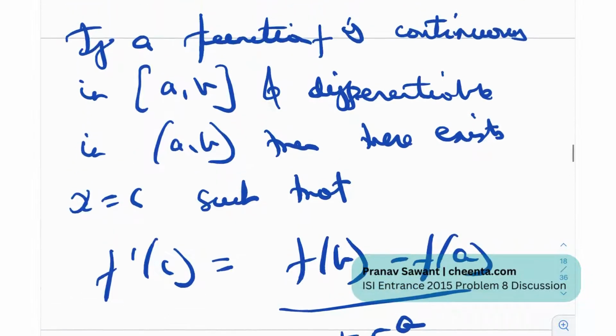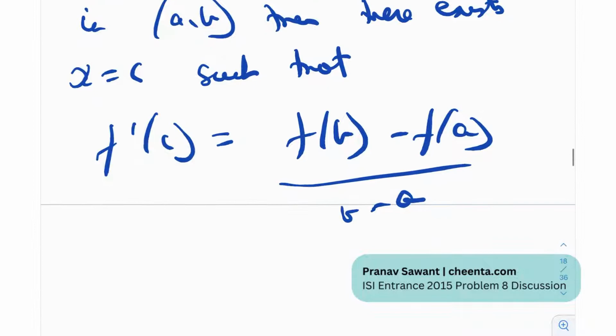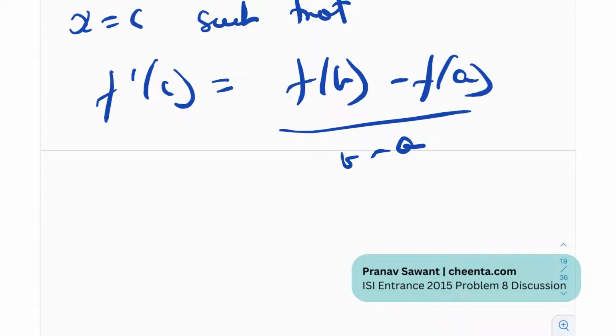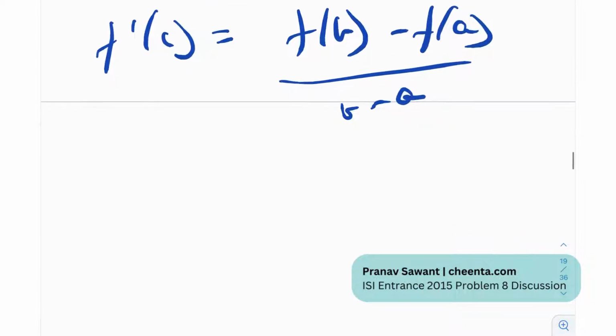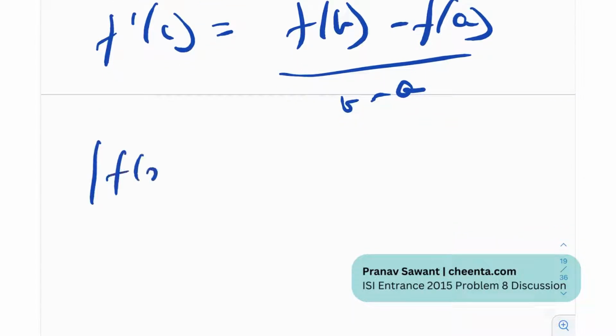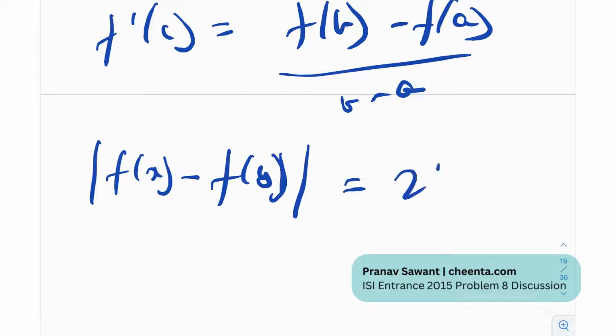This is what Lagrange mean value theorem says, and it consists of a geometrical proof, which is kind of important for this question as well. It's quite interesting if you check that out. But if you actually check the question, what was the question? It was mod of f of x minus f of y is equal to twice mod x minus y.